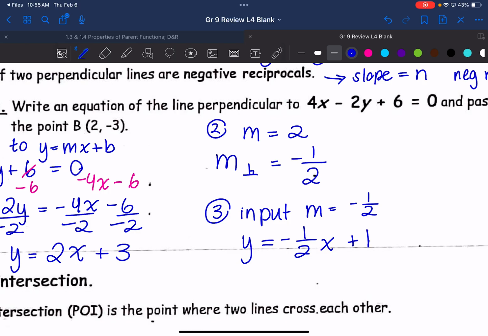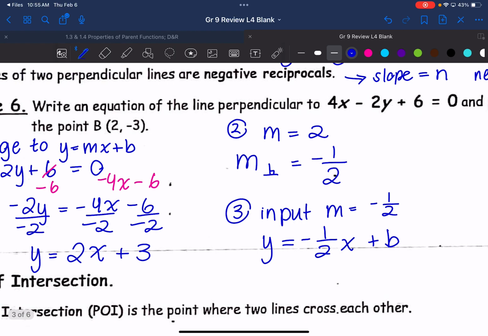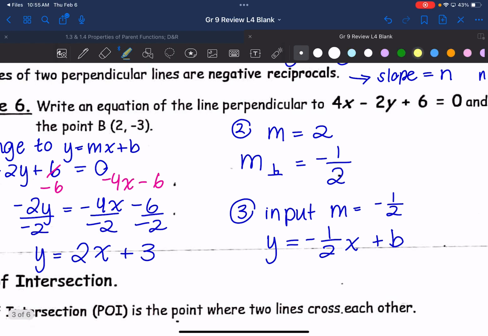But then this is where I get stuck again, where I'm like, okay, I don't know what my y-intercept is. I don't know what the b is for this line. So I got to use my point, the information that it gave me in the question, telling me specifically I have to cross through this point.